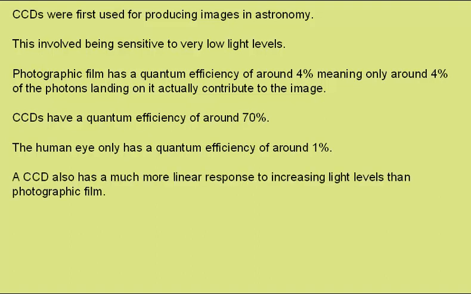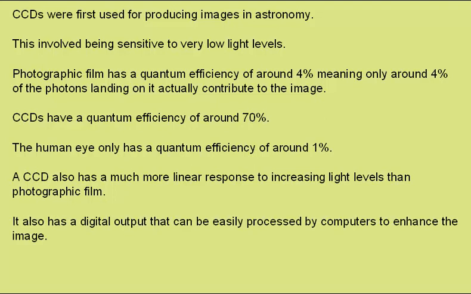A CCD also has a much more linear response to increasing light levels than photographic film, meaning a doubling in intensity will lead effectively to a doubling in image strength, which isn't always the case with photographic film. A CCD also has a digital output that can easily be processed by computers to enhance the image.